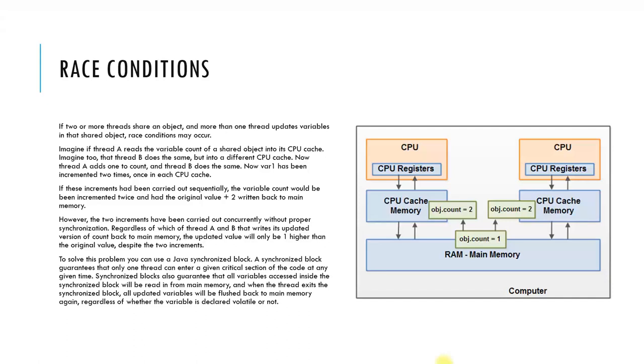Also we have problems called race conditions. Race conditions mean that if two or more threads share an object and more than one thread updates variables in that shared object, race conditions may occur. Imagine if thread A reads the variable count of a shared object into its CPU cache. Imagine too that thread B does the same but into a different CPU cache. Now thread A adds 1 to the count and thread B does the same. Now the variable has been incremented 2 times, once in each CPU cache. If the increments had been carried out sequentially, the variable's value would be the original value plus 2. But since the two increments have been carried out concurrently without proper synchronization, we will get the value plus 1 plus 1.